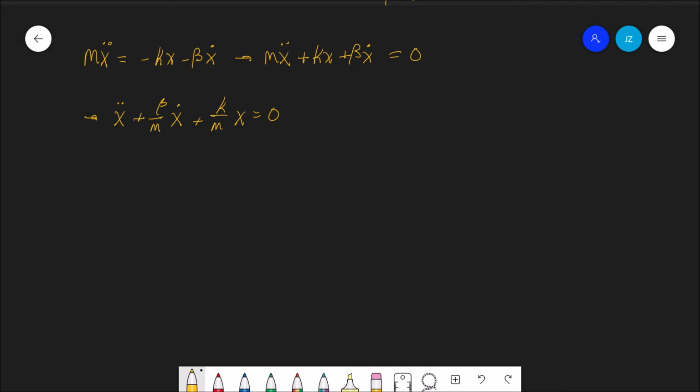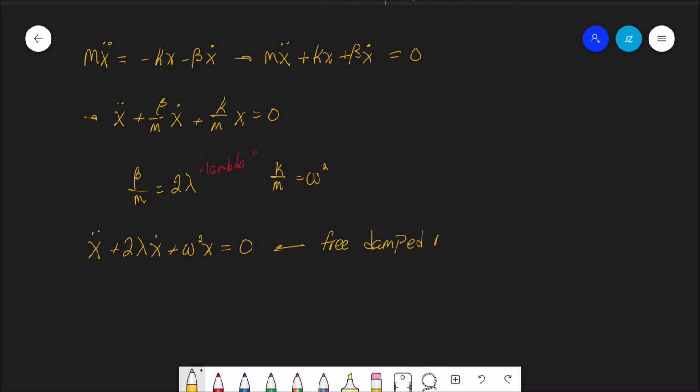We will now define beta over m to be 2 lambda. And again, we'll keep k over m as omega squared. This will give us the equation x double dot plus 2 lambda x dot plus omega squared x is equal to 0. This is the equation for free damped motion.